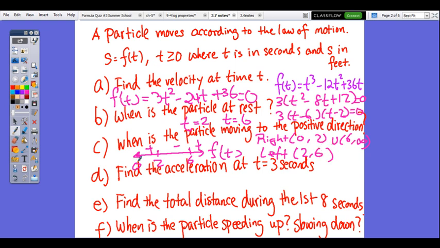And then find acceleration. Acceleration means you want to find the second derivative. So let's find the second derivative.